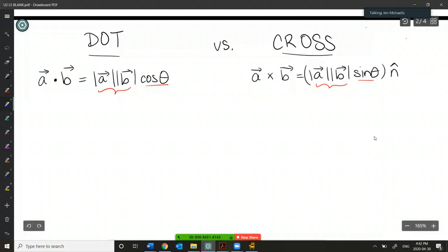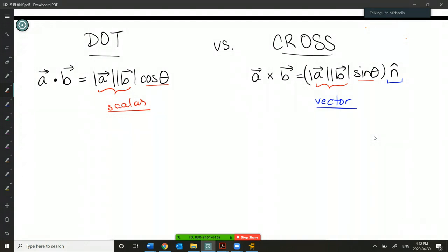You'll also notice that the cross product has something that the dot product doesn't, and this is this little normal vector, and that's actually indicating a direction. So this part is the magnitude of the vector, and this part right here is actually the direction of the vector. So the cross product, if you didn't pick up on this just yet, gives us out a vector, whereas the dot product gives us out a scalar. So that's one major difference between the dot product and the cross product.